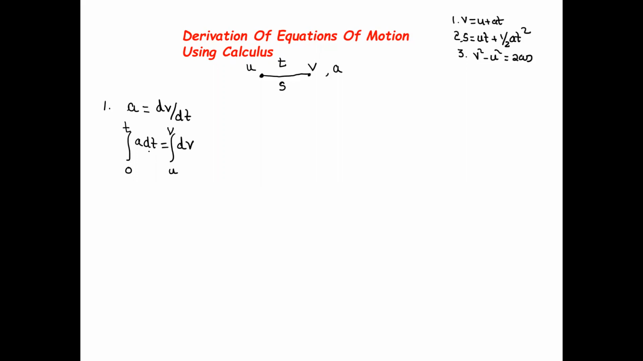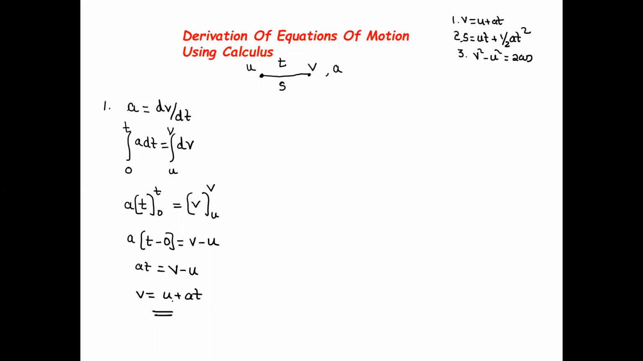In this integral a dt, acceleration is a constant, so we'll take it out. What is integral dt? Integral dt is t, limits are 0, t. What is integral dv? v, lower limit u, upper limit v. So just apply the limits: upper limit minus lower limit, v minus u. So we got at equals v minus u, that is v equals u plus at. So we derived the first equation of motion.